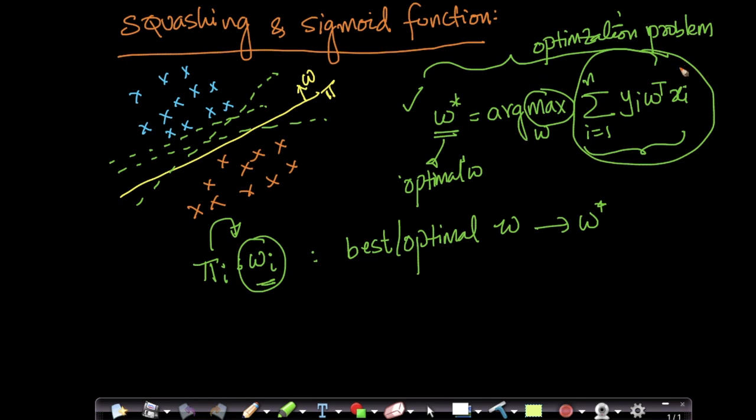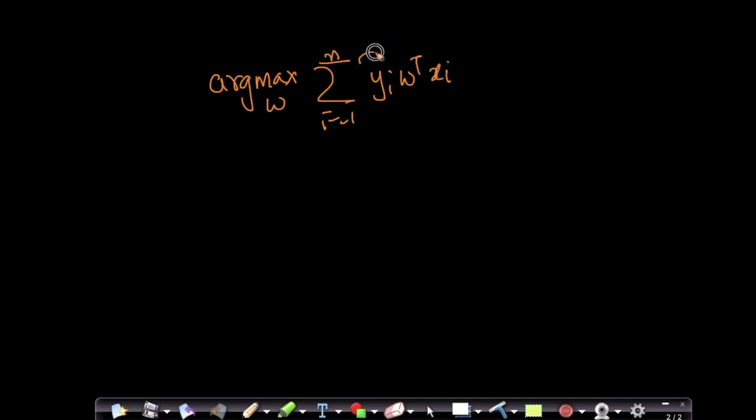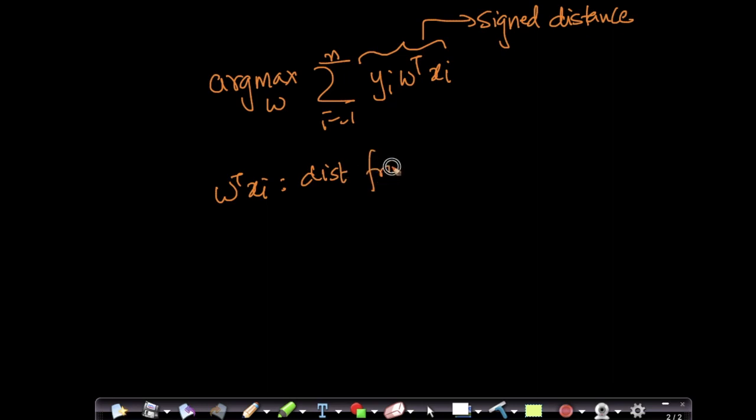For now, what is W transpose Xi? Let's understand this function alone. It is basically argmax of W, summation i equals 1 to n, yi W transpose Xi. Now, let me call this whole term the signed distance. Why am I calling it signed distance? Because W transpose Xi is the distance from Xi to the plane, assuming that W is a unit vector.